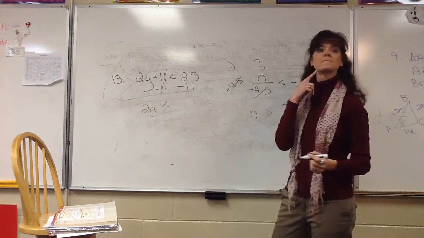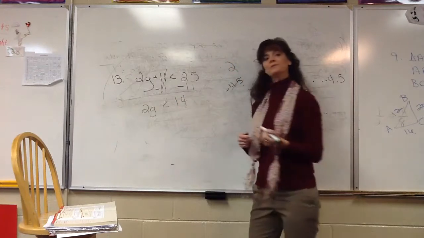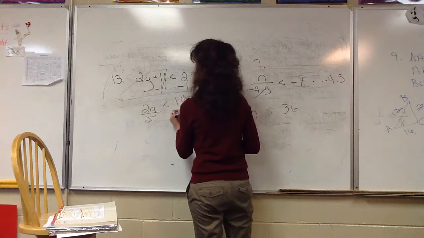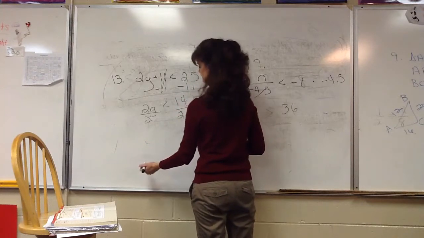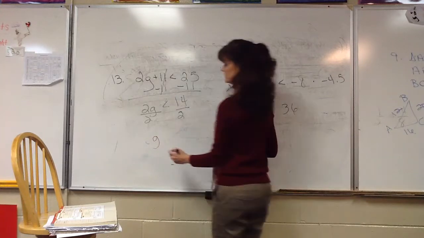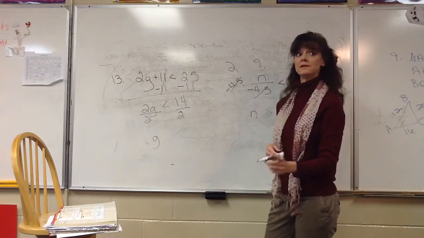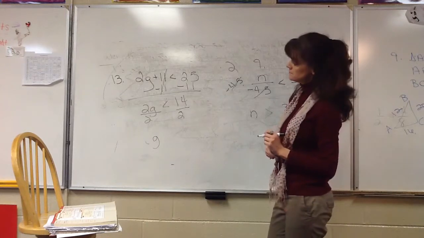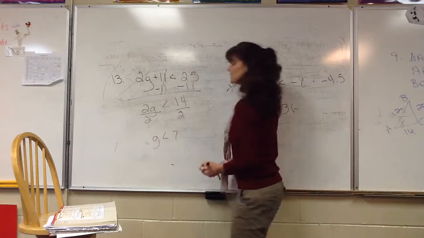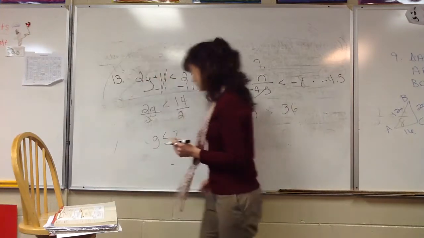14. Let Luke work it, please. Okay, 14. Now what, Luke? Divide both sides by 2. And my answer is what? 7. G equals 7. No, g doesn't equal 7. Oh, g is greater than 7. Or less than 7. Less than 7. You got it. Bingo. Okay, good. All right, now let's take a look at number 14.